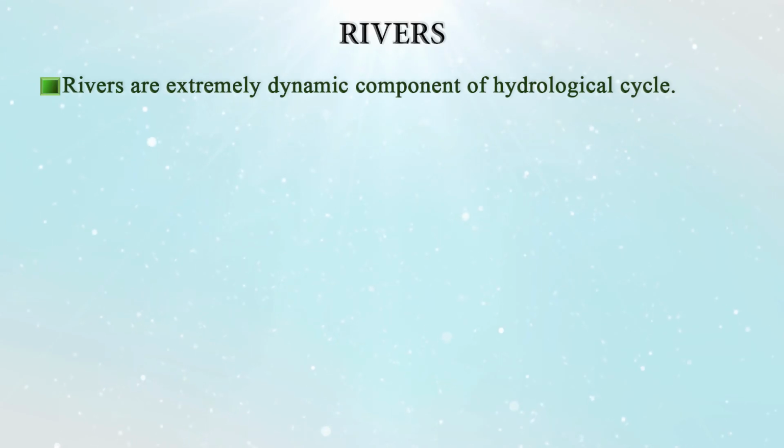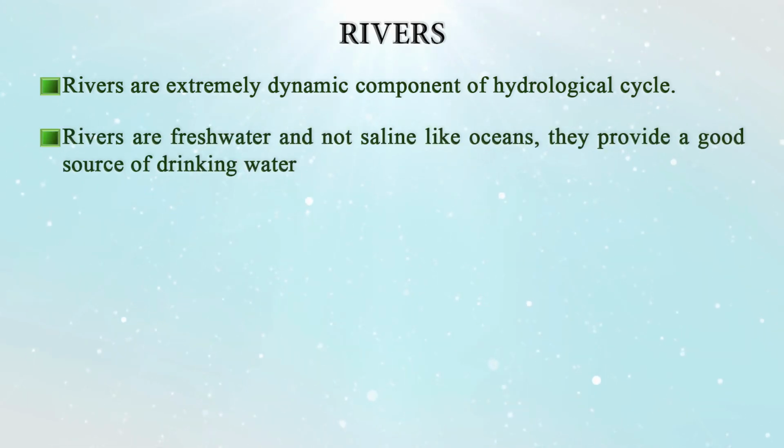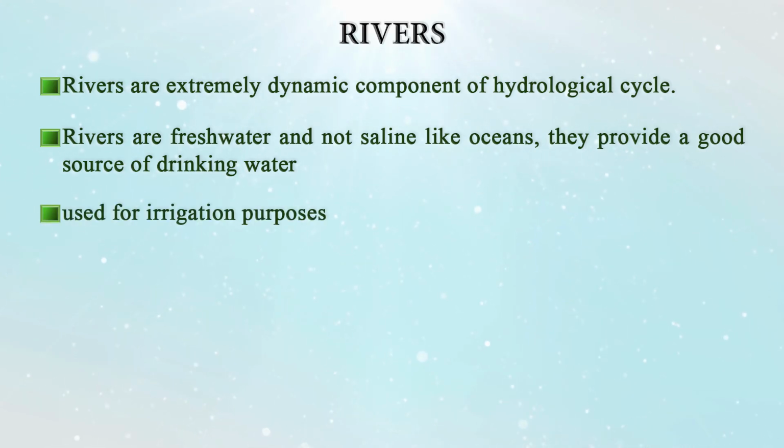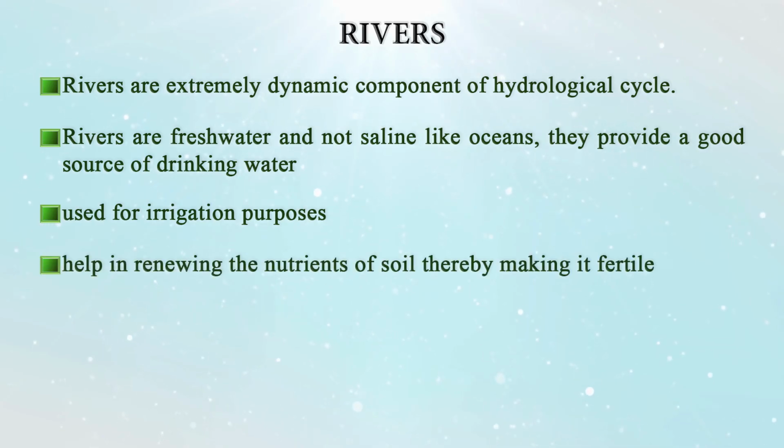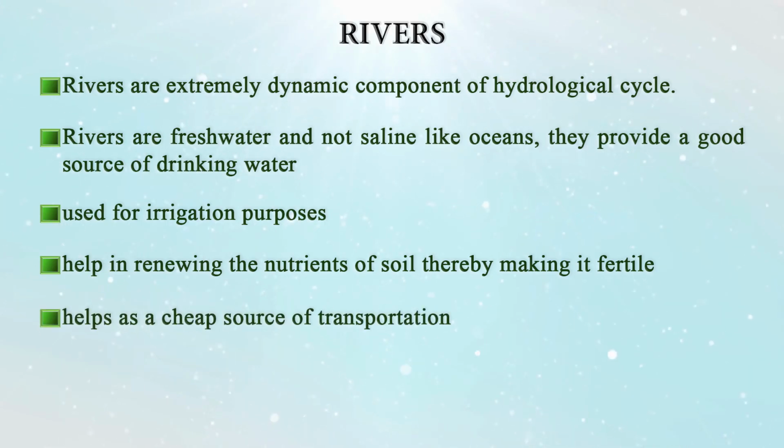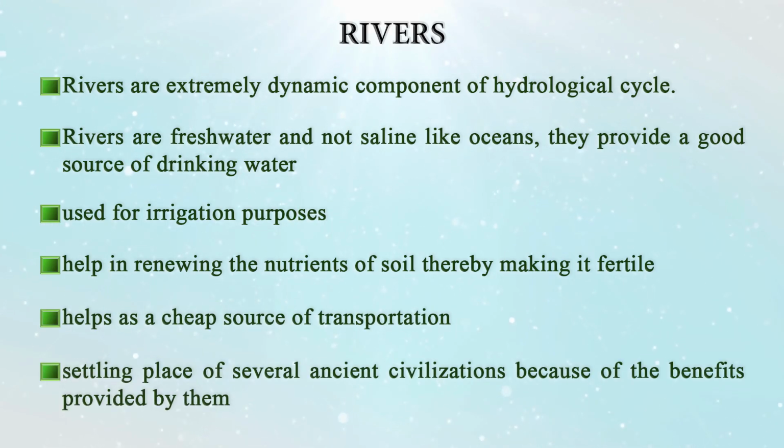Now rivers are an extremely dynamic component of the hydrological cycle. Rivers are fresh water, and so they are not saline like oceans. So they provide a good source of drinking water. They are used for irrigation purposes. They help in renewing the nutrients of soil, thereby making it fertile. They help as a cheap source of transportation. No doubt they have been the settling place of civilization since ancient times because of the enormous benefits provided by them.